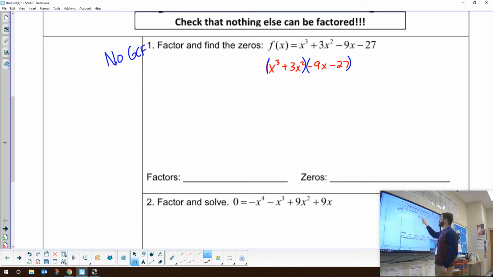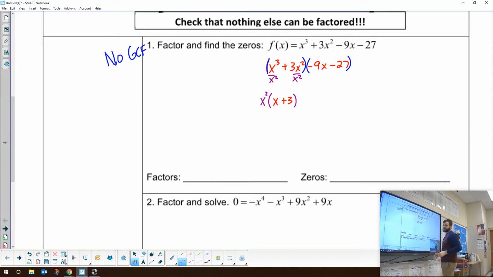Now, we're going to look at these first two terms. I'm thinking, okay, what is the GCF of these first two terms? Well, they don't have any whole numbers in common, but they do have an x squared in common. They both have more than two x's multiplied together. So here's what I can do. I can divide both of these by x squared and pull an x squared out to the front. So I can make it x squared times x plus 3. See how I pulled out the GCF of my first two?